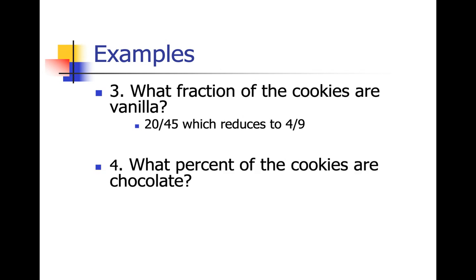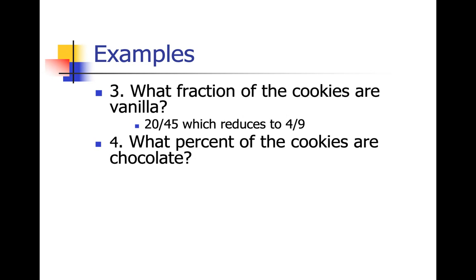What if I asked you what percent of the cookies are chocolate? Again, you can use a percent proportion. In this case, you would do 25 over 45 because there's 25 chocolate cookies. There's 45 total cookies. And you would set that equal to x over 100 and make your proportion. When you figure out the rest of this by dividing or cross multiplying and then dividing each side by 45, you end up with about 55.6%.